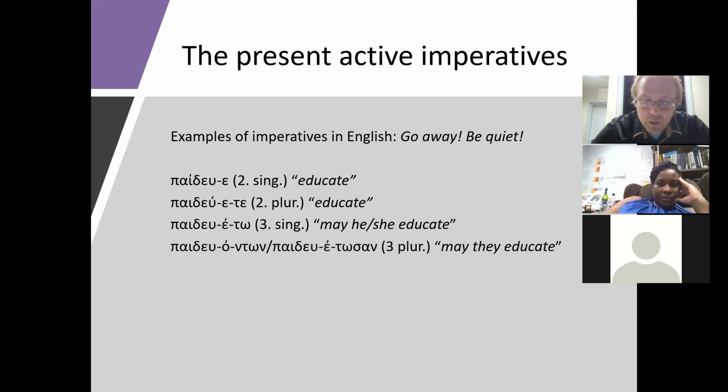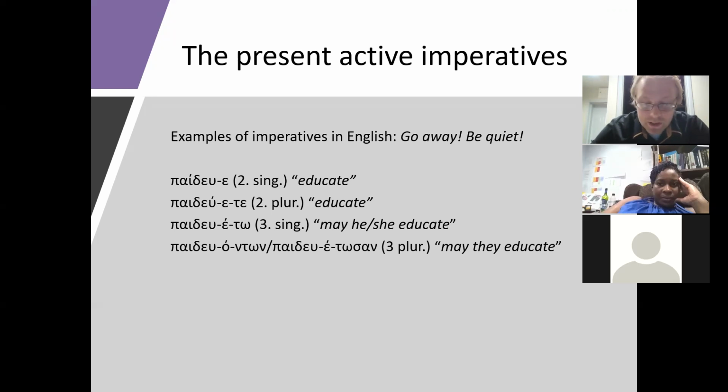Here we have the root paideu, and we get the present active imperative forms of the verb by adding the right endings to this root. These are an epsilon, so an e in the second person singular, and ete in the second person plural. In the first of these forms, the accent moves backwards one syllable, so we get paideue, educate, in the second person singular. In the second person plural, again, we have paideu ete.